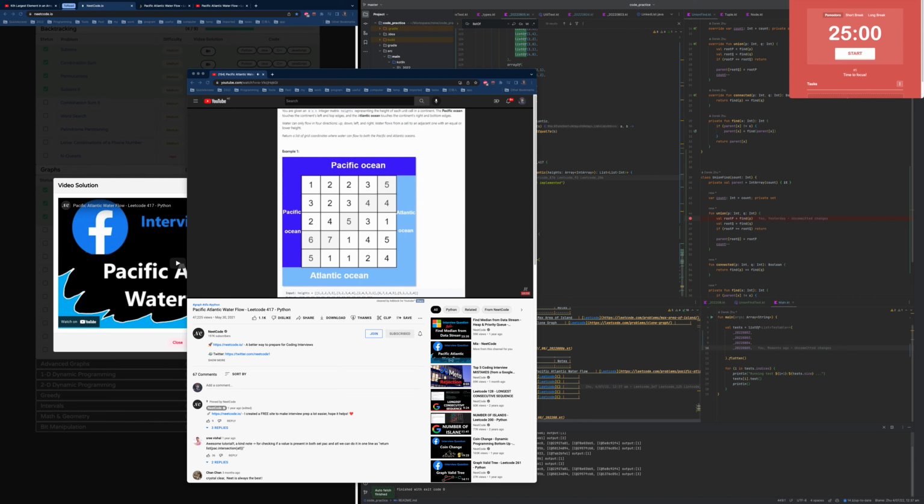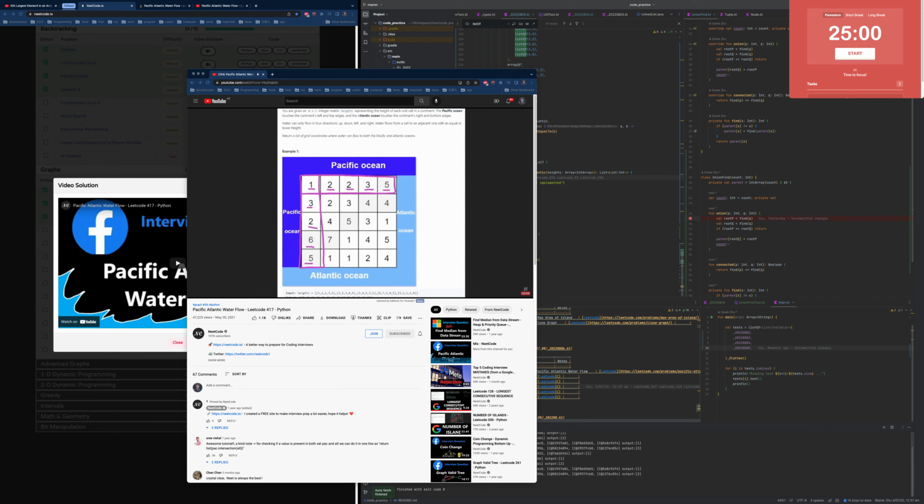And let's find every cell that borders the Pacific Ocean. Clearly, everything in the first row borders the Pacific Ocean, right? That means everything in this cell can reach the Pacific Ocean, and everything in the left column can also reach the Pacific Ocean. And starting from each of these nodes, what we're going to do is now find all the other nodes that can also reach the Pacific Ocean, right?